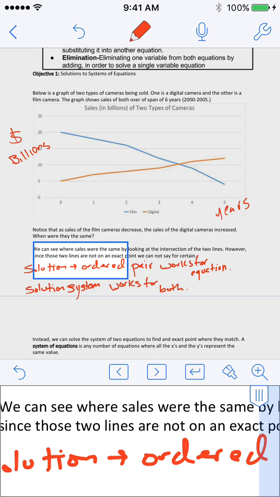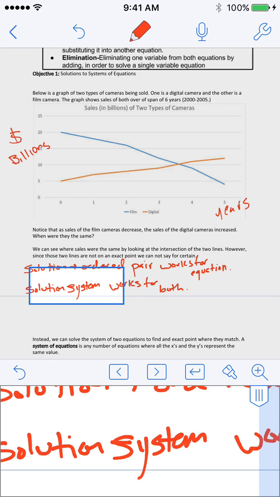Alright, so a solution to just one equation is any ordered pair that when you plug it in, it makes sense. A solution to a system works for both, or all of the equations, I should say, because some systems have three, some systems have four. But the ordered pairs that work for those equations, where they make true statements like 6 equals 6, or x equals x, then those systems have solutions, right? So that's what we're talking about.